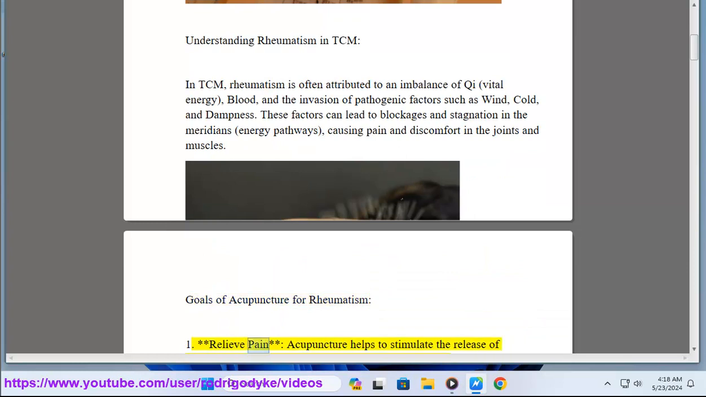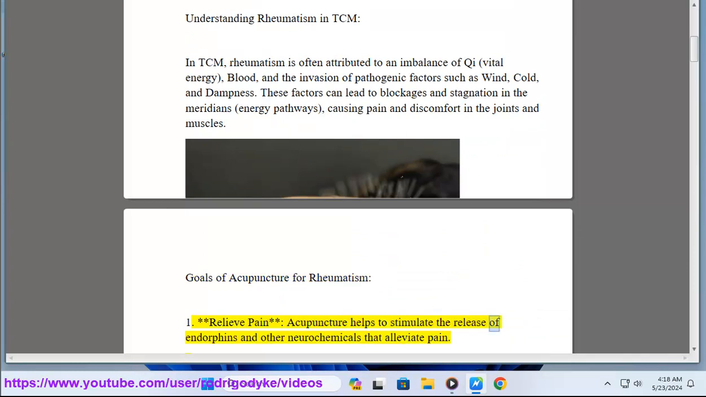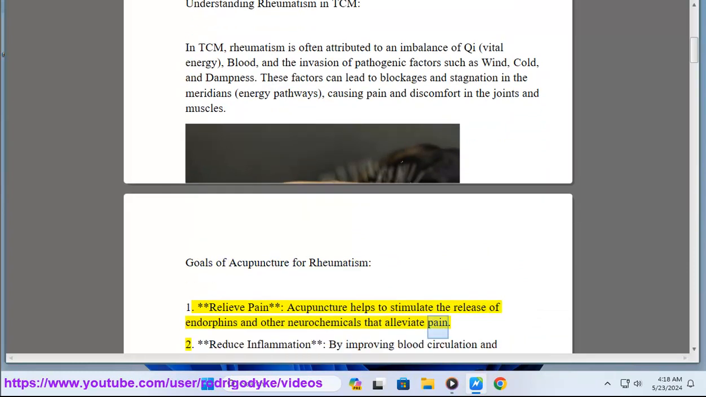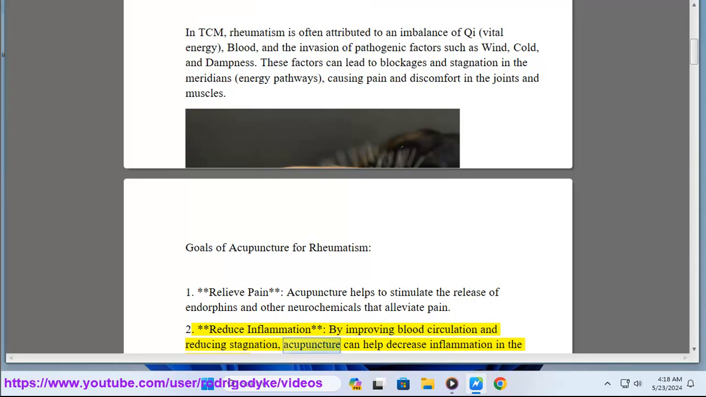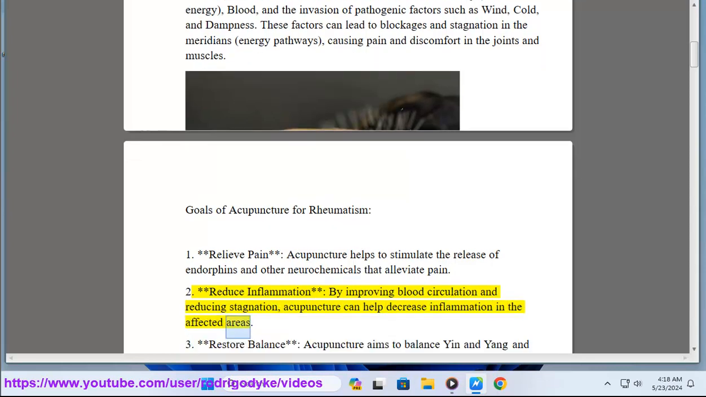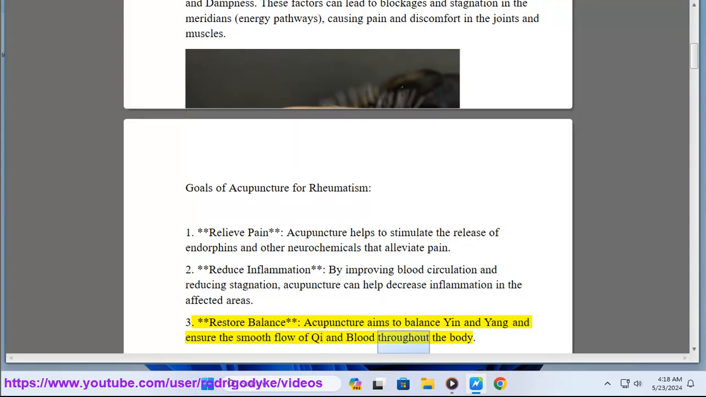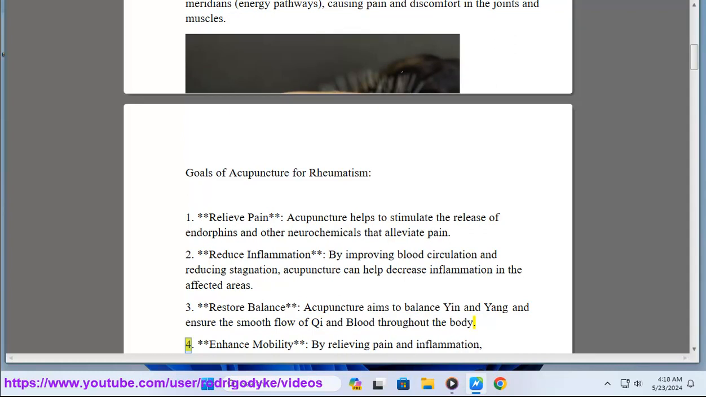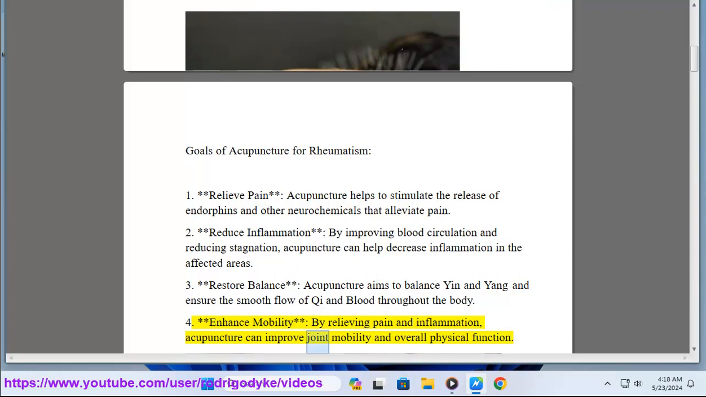Goals of acupuncture for rheumatism. 1. Relieve pain. Acupuncture helps to stimulate the release of endorphins and other neurochemicals that alleviate pain. 2. Reduce inflammation. By improving blood circulation and reducing stagnation, acupuncture can help decrease inflammation in the affected areas. 3. Restore balance. Acupuncture aims to balance yin and yang and ensure the smooth flow of qi and blood throughout the body. 4. Enhance mobility. By relieving pain and inflammation, acupuncture can improve joint mobility and overall physical function.